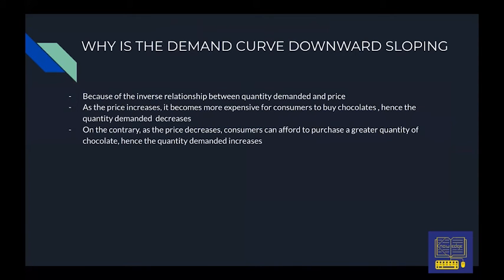Now, why is the demand curve sloping downwards? As I explained earlier, this is because of the law of demand, which states that there is an inverse relationship between quantity demanded and price. Now, as the price of chocolates increases, it becomes more expensive for consumers to buy these chocolates, and hence the quantity demanded for chocolate bars reduces. And on the contrary, as the price of chocolate bars decreases, consumers can afford to purchase more chocolate bars because it's cheaper for them to buy more. Hence, the quantity demanded for chocolate bars increases.